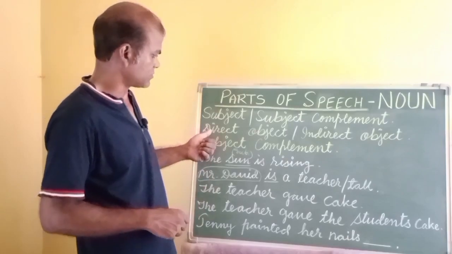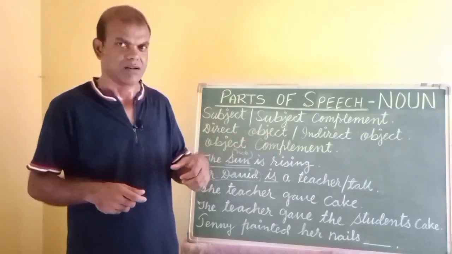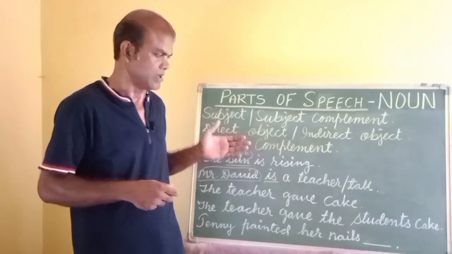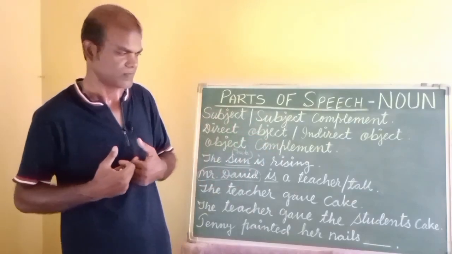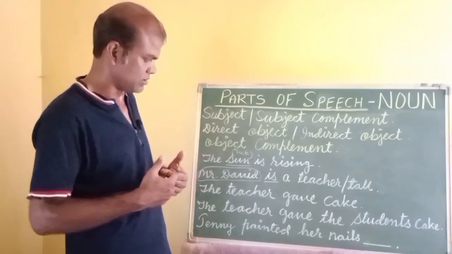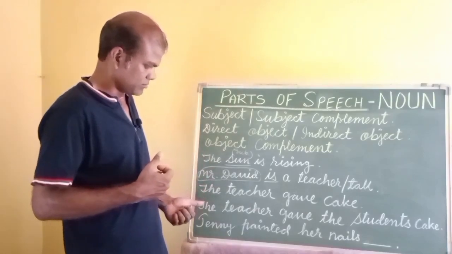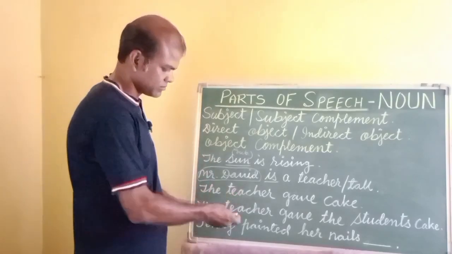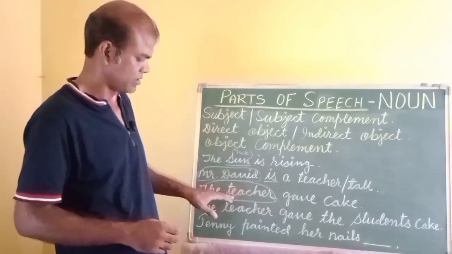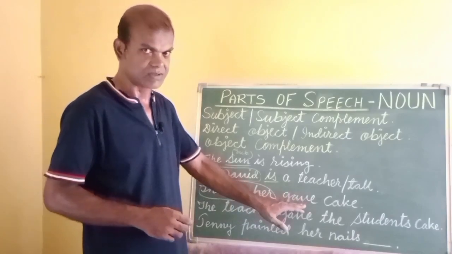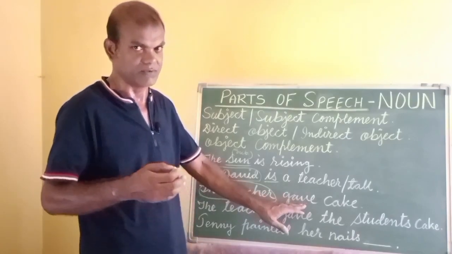Then we'll go with direct object. Now in a sentence, the direct object, it receives the action of a verb. Okay, now we are going to see the example. The teacher, this is a subject, the teacher, noun, subject. The teacher gave, this is the verb, second form of give.